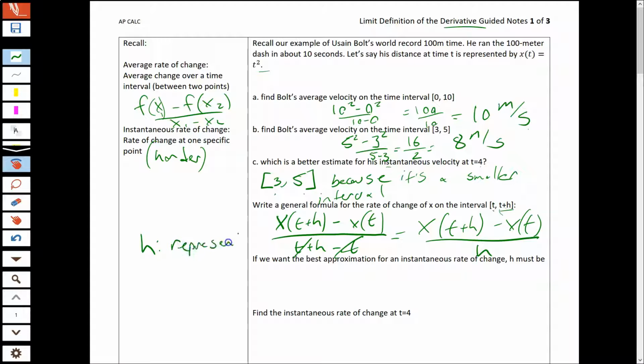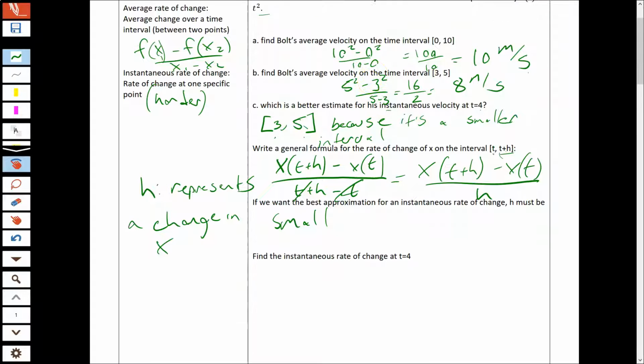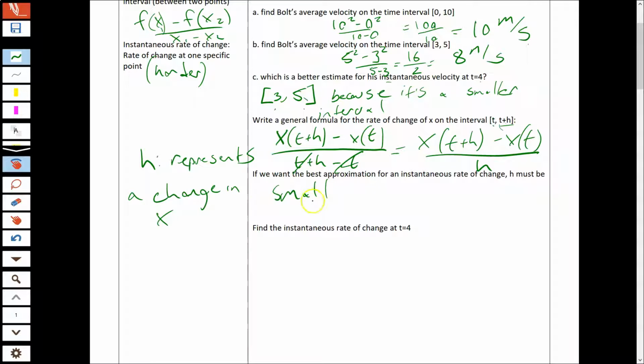And then if h represents a change in x, so from 3 to 5, for example, if we want the best approximation for an instantaneous rate of change, h must be small, right? So the smaller this h is, the smaller the change in x is, the better the estimate is. Well, we just spent a whole bunch of time learning about limits, so we actually know how to make h really small, right? We can take a limit as h approaches 0. So we can let h get closer and closer to 0 and see what happens to this function.